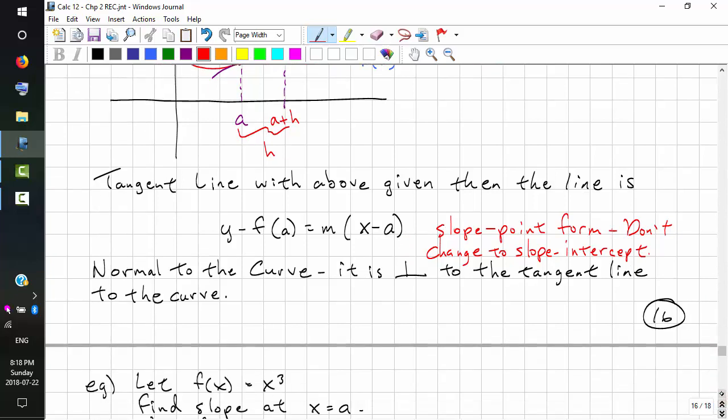And in addition to tangent lines, we'll be asked to find the normal line to the curve. That's the perpendicular line to the tangent line. And you can't find the normal by itself. You have to find the tangent line first. Must find tangent first.